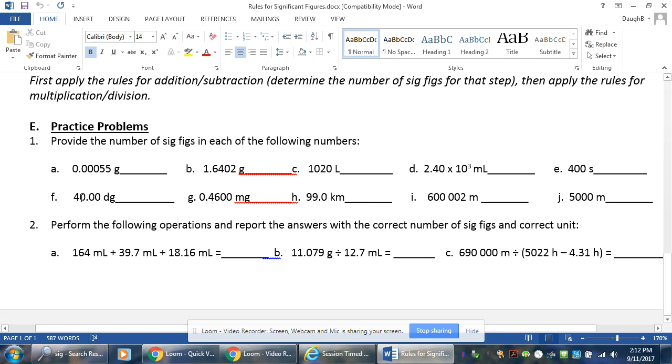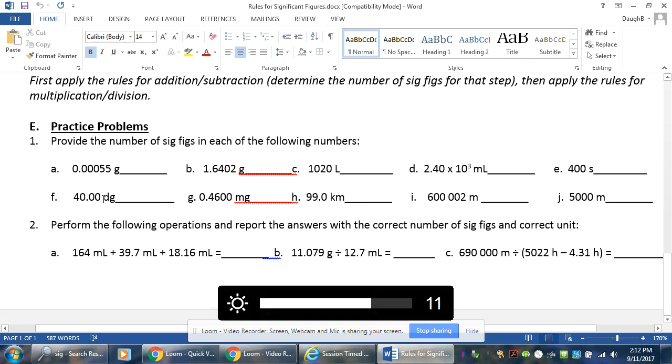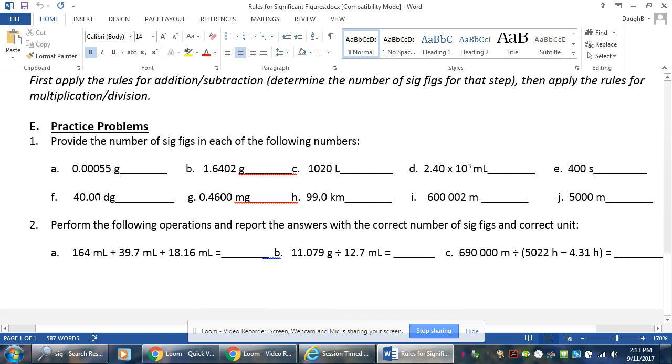On F, these fall to the right. However, it's after the decimal point. Therefore, it's increasing the precision of the measurement. So they are indeed significant. This has 4 significant figures.